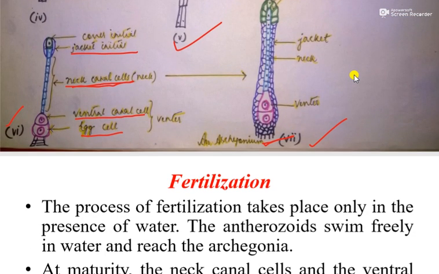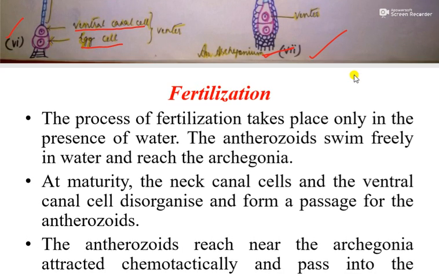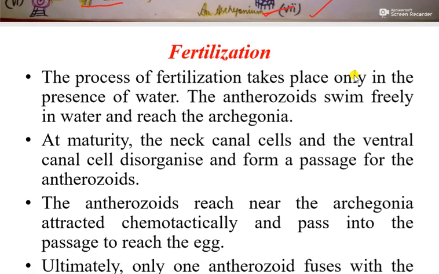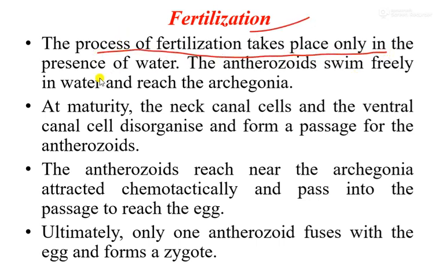Now let's move on to the last part of today's video, that is fertilization. Antherozoids are liberated and the egg is also produced. Now what will happen? There will be fusion of both gametes, which is known as fertilization. The process of fertilization takes place only in the presence of water. As you know, in Bryophyta, water is a must for fertilization. The antherozoids will swim freely in the water and reach the archegonia.